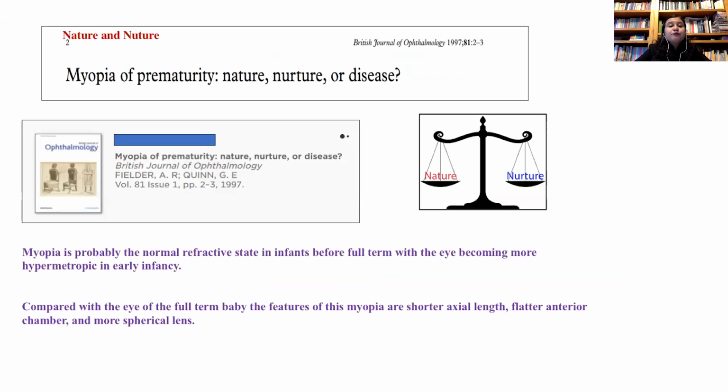So long back, Fielder and Quinn published this paper in the British Journal of Ophthalmology about myopia of prematurity: nature, nurture or disease. They stated that myopia is probably the normal refractive state in infants before full term, with the eye becoming more hypermetropic in early infancy. On comparing these eyes with full-term babies, these myopic eyes are of shorter axial length, flatter anterior chamber and more spherical lens.